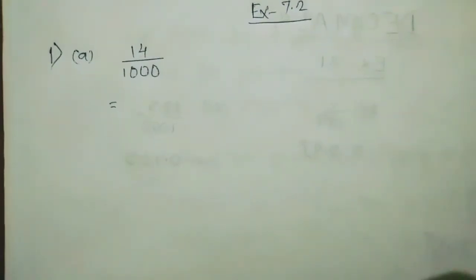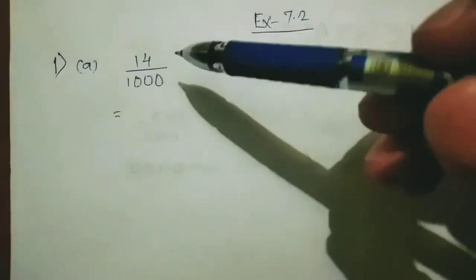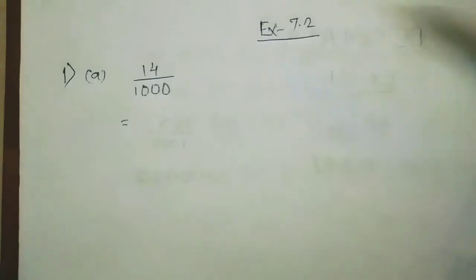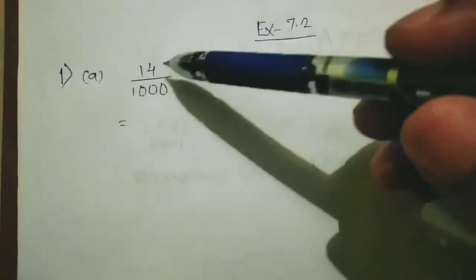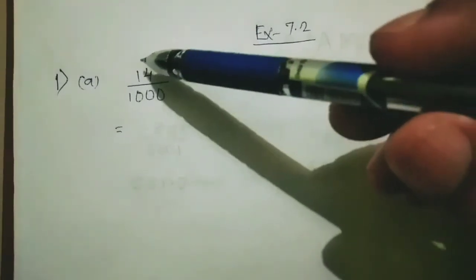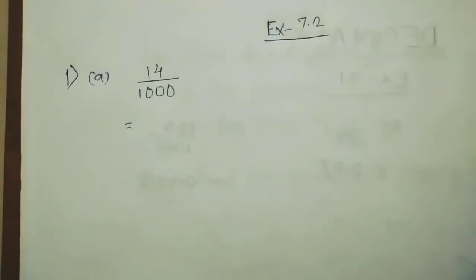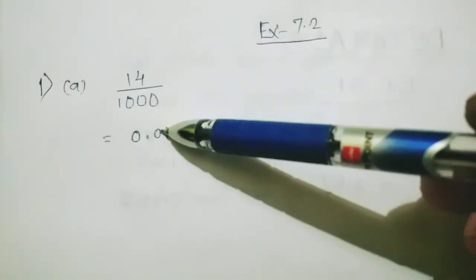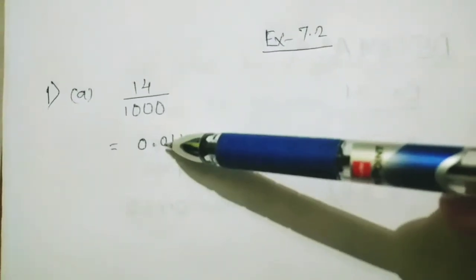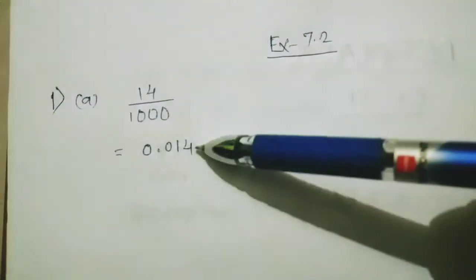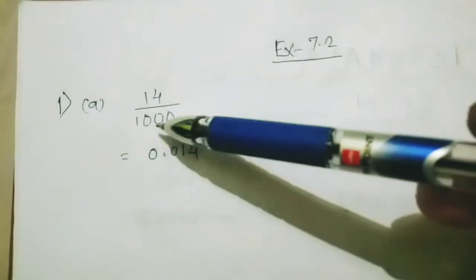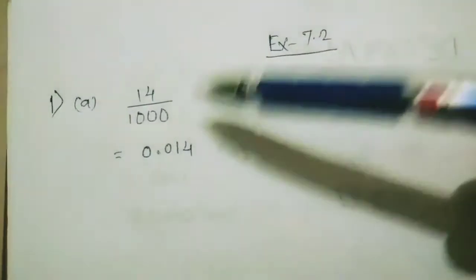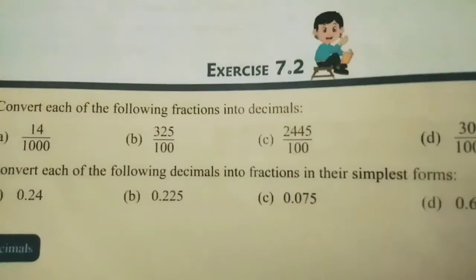So let's do it. Here you can see 14 by 1000 given. That means in the denominator there are 3 zeros. That means the decimal point will be where? Before 3 digits. But here in the numerator only 2 digits are given. That means you have to add an extra 0 before 1. So now this is the answer, 0.014. This extra 0 you have to give, okay? Now here after the point 3 digits are there, understood? Because 3 zeros are there, that means you have to make 3 digits after the point. So this is the answer, very easy.